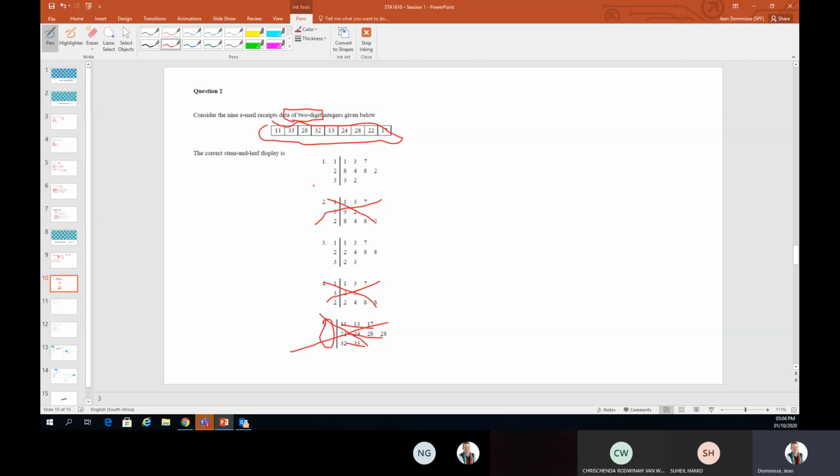So even looking at the data, let's look at this option. So 137 is in order, so it might be right. 8482, that's not in order. 32 is not in order. So it nearly wants to tell me that option 1 is not the correct one. Let's just look at 3. So 137 is in order, 2488 is in order, 23 is in order. So I want to go with option 3.